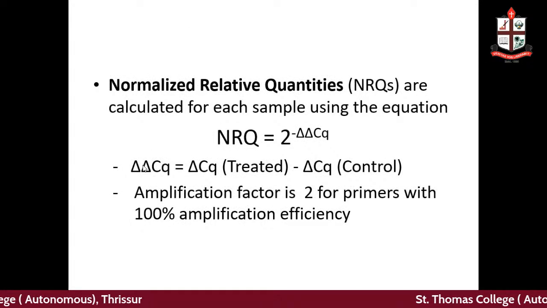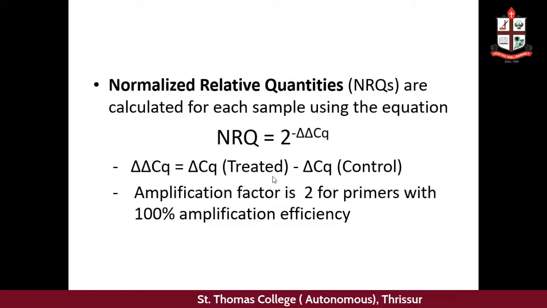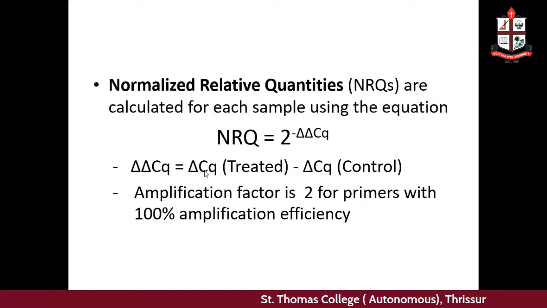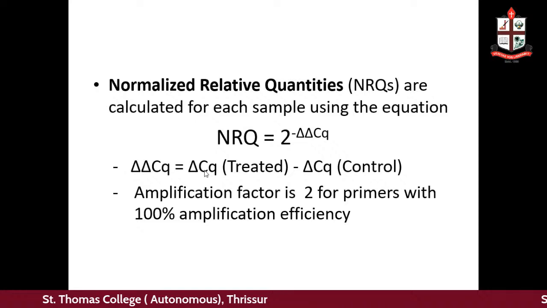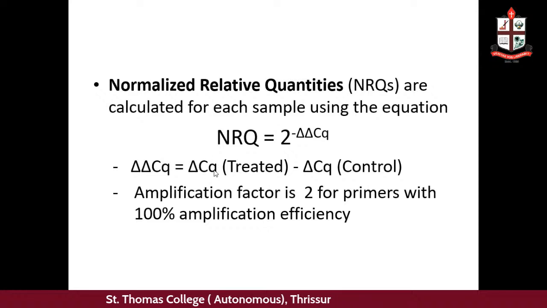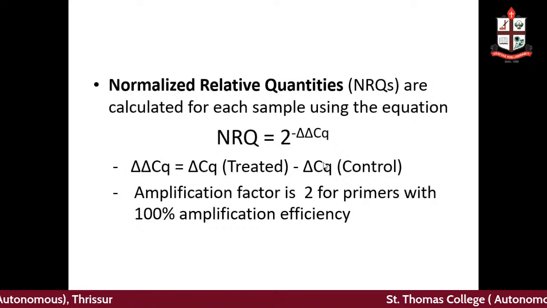Now, next, delta delta CQ is delta CQ treated minus delta CQ control. So this delta CQ is the normalized value. Normalized means the target gene values are normalized with the reference gene values. That means all the errors that are introduced by the process are removed by this normalization. So this delta CQ is the normalized gene expression value in the treated, and delta CQ control is the value for the control.